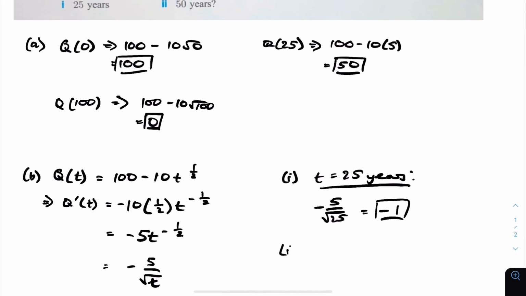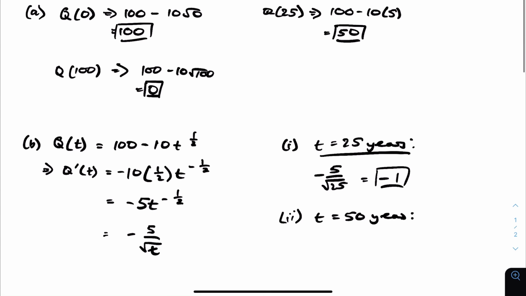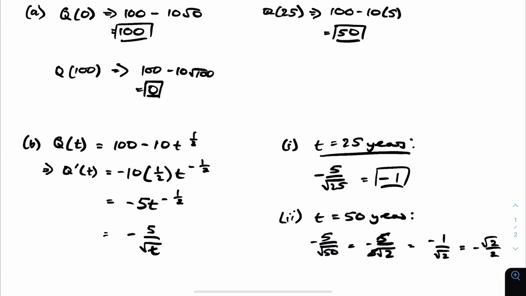And for part 2, t equals 50 years. We get negative 5 over root 50, which is equal to, can that be simplified further? Yes, it can. It can be written as negative 5 over 5 root 2, which is equal to negative 1 over root 2 as the 5's cancel out, which is equal to negative root 2 over 2 when we rationalize the denominator. So that's our answer.